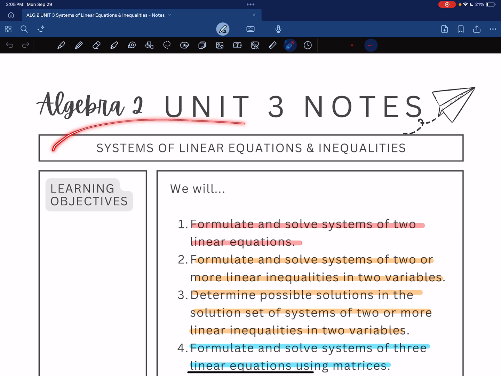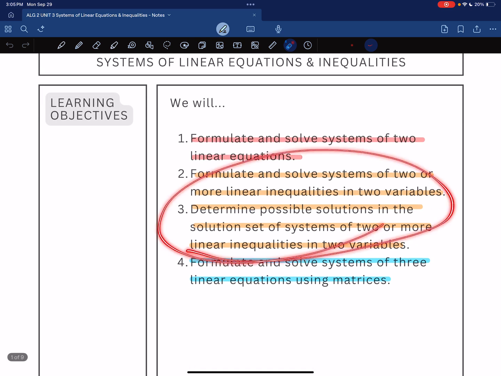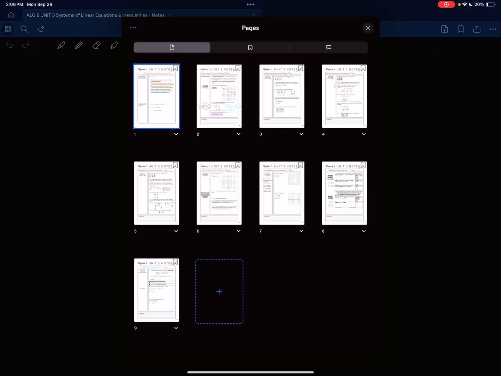We are in our Algebra 2, Unit 3, where we are looking at systems of linear equations and inequalities. And it's inequalities that we're going to be focusing on now as we move to our objectives 2 and 3. Both objectives 2 and 3 are going to be our focus in this video. Formulating and solving systems of two or more linear inequalities, and determining the possible solutions in the solution set of systems of two or more linear inequalities when you have two variables, both the x and the y.